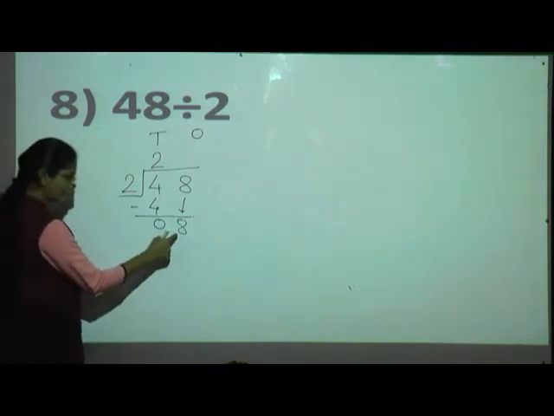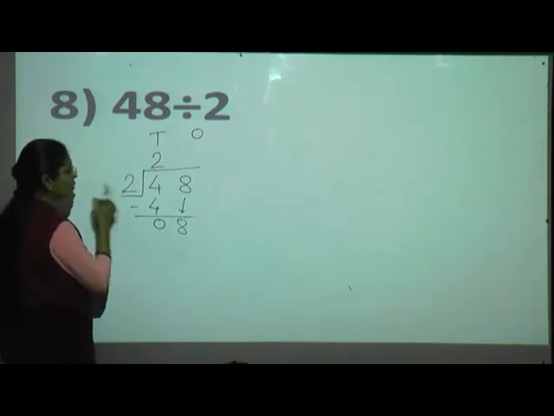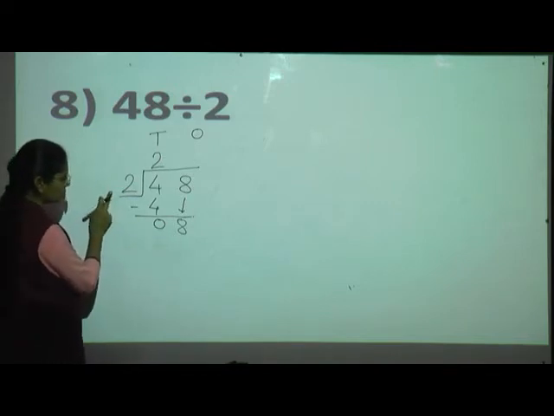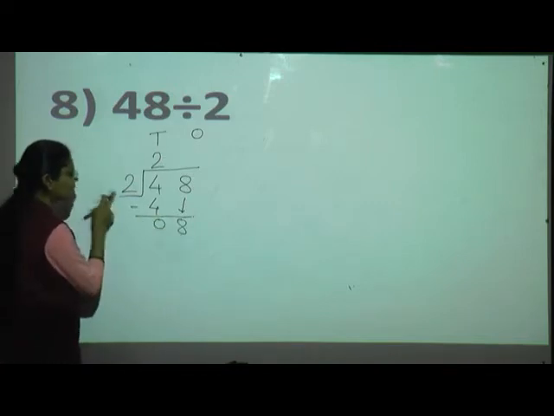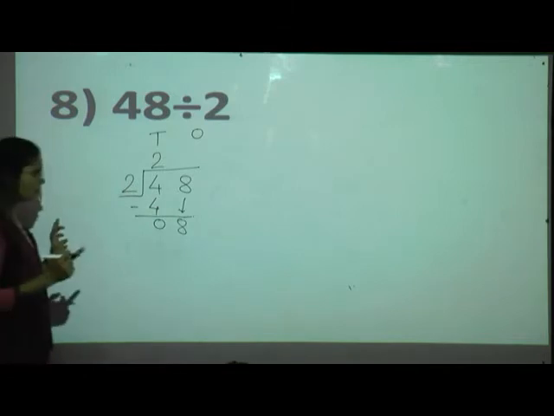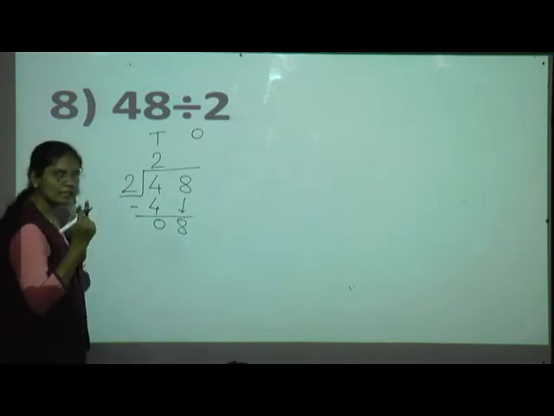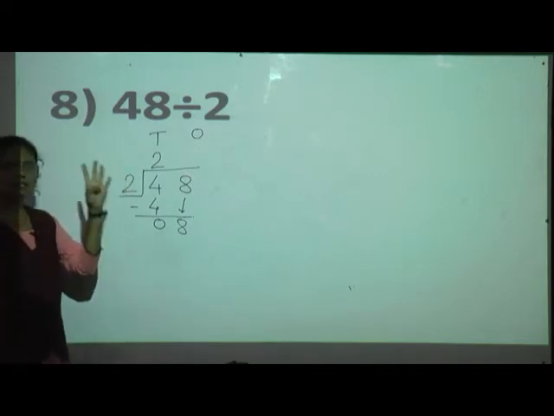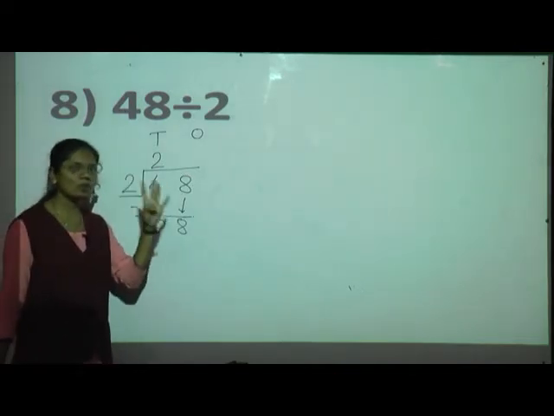Now in 8 how many 2's are there? In the second step, 8 divided by 2 we have to do. Say the table of 2. 2 4's are 8. Yes. In 8 there are 4 2's.